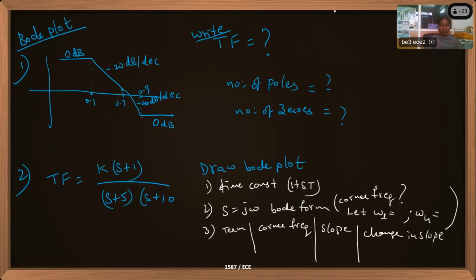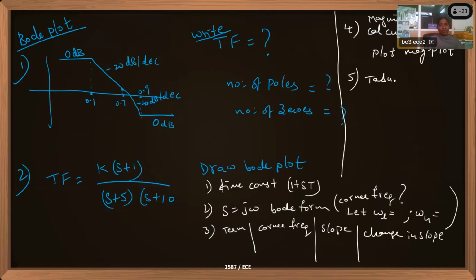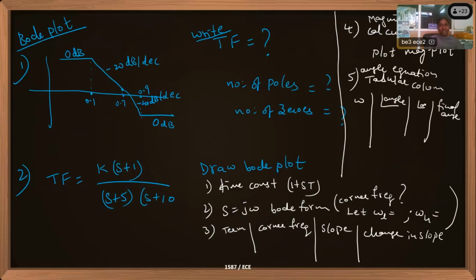Now the fourth step in Bode plot is calculation of magnitude. Next, you plot it on the graph sheet. Use only half of the graph sheet and complete the magnitude plot. In the fifth step, you calculate the angle equation. After the angle equation, prepare a tabular column with the corner frequency, every term's angle, and the final angle. Every sub-angle and the final angle you will write down.